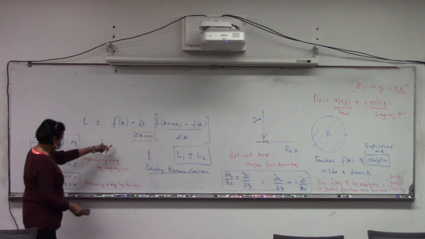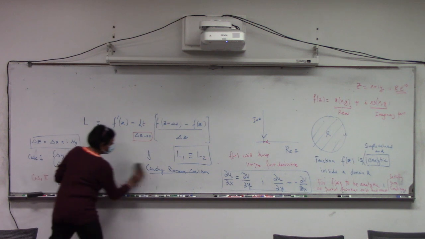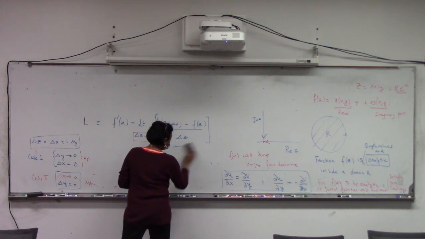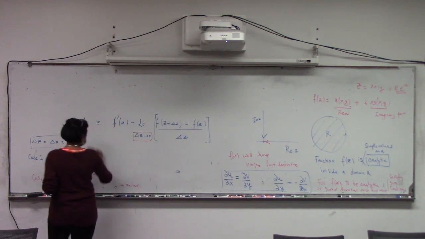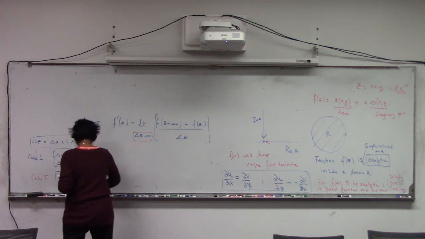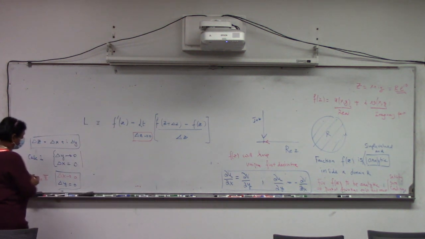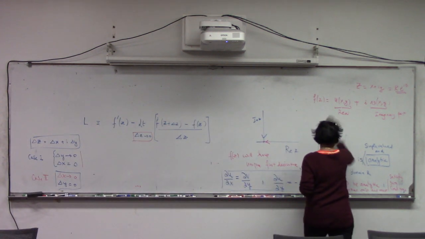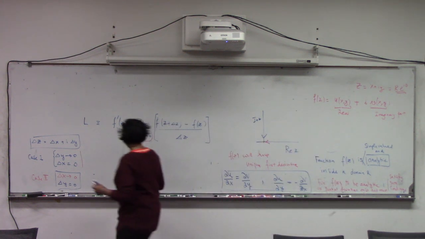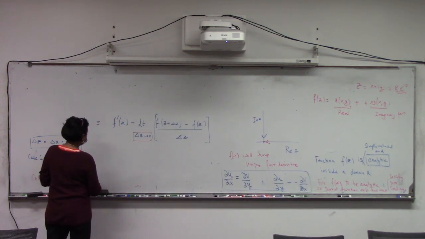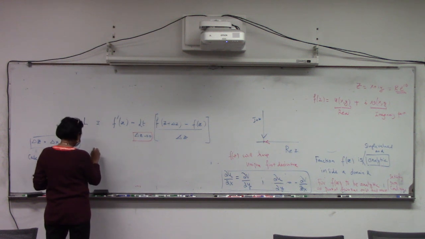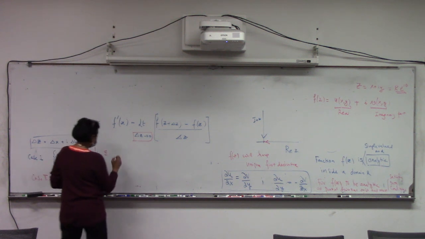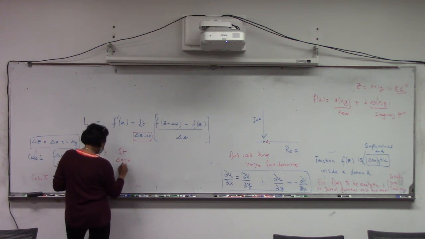Let's now understand this, unpack this, where that is coming from. All right, so let's take the first limit, L1. Let's say the limit as delta x tending to 0 and delta y tending to 0.